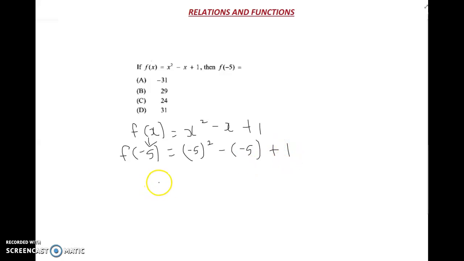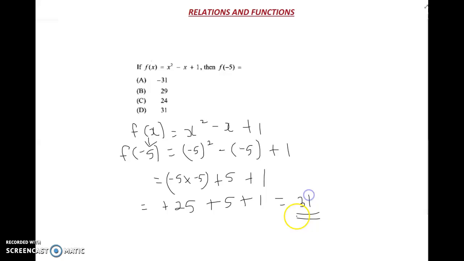plus 1, right? So minus 5 squared is minus 5 by minus 5, right? A minus and a minus here is plus, you get plus 5 plus 1. Minus 5 and minus 5 is plus 25. Plus 5 plus 1, which is 31. My answer is 31, right? Very simple.